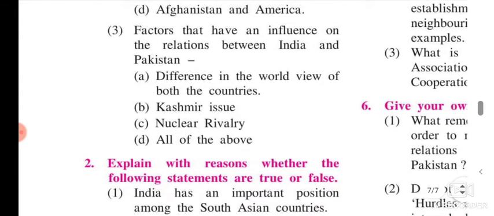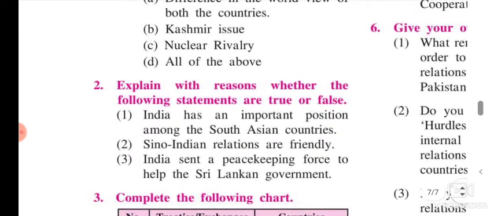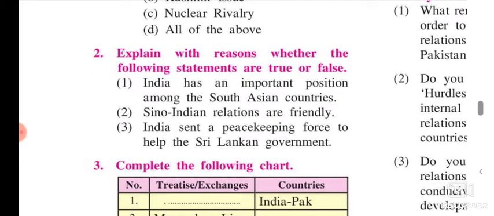Third question. Factors that have an influence on the relations between India and Pakistan. A. Difference in the world view of both the countries. B. Kashmir issue. C. Nuclear rivalry. D. All the above. All the questions are easy. I guess you'll easily find the answers.